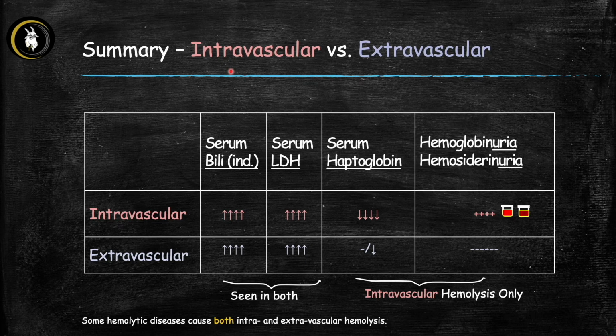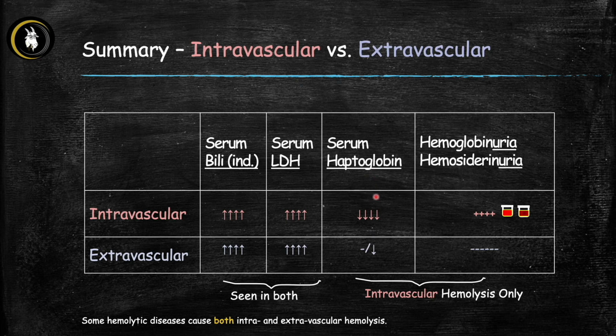So it's very important to know the lab abnormalities of hemolysis and to know how to use them to distinguish intravascular from extravascular. So here's a summary table to make it very clear. So in both intravascular and extravascular, the serum indirect bili is high and the serum LDH is high. So this is going to be seen in both intravascular and extravascular.